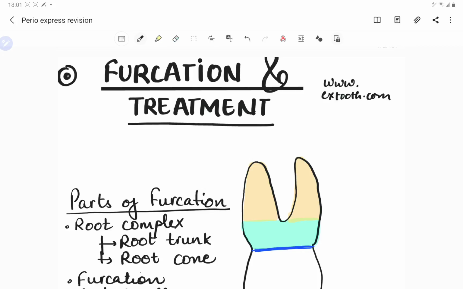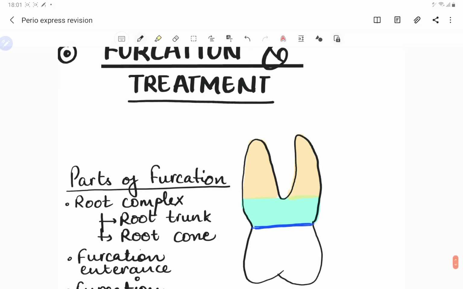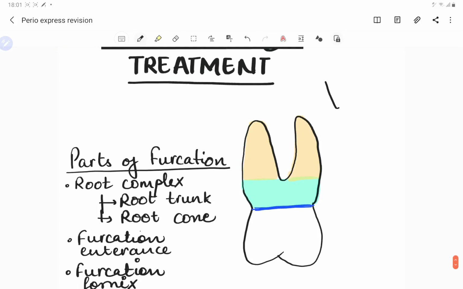So guys, let's get started with today's topic, which is the furcation and the treatment of the furcation. So what do we mean by furcation? Furcation means that there is a division of the roots. So that is what we call furcation. Now we know that this division of the root means there are two roots or three roots present. These all happen in the multi-rooted teeth. So there is no furcation in the single-rooted teeth.